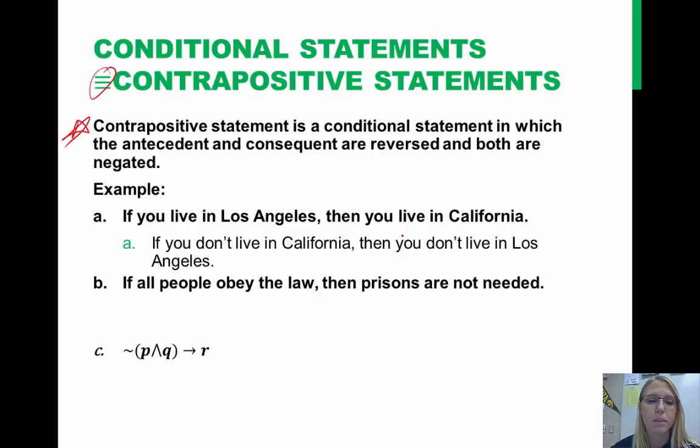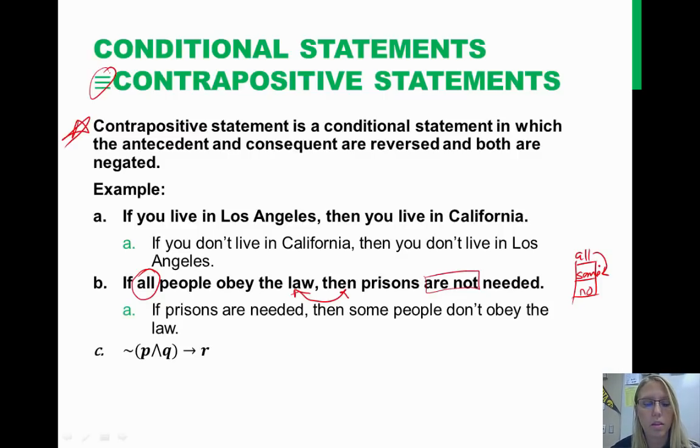Let's look at Part B. If all people obey the law, then prisons are not needed. So remember, we are going to flip these two statements and negate them. So I'm going to start off with prisons are needed because it's already negative. So if prisons are needed, then, and it's an all statement. So remember, with the all statement, we have the ladder: no, some, or all. And if we're going from all to negate it, we need to go to some. So I'm going to say, if prisons are needed, then some people don't obey the law.